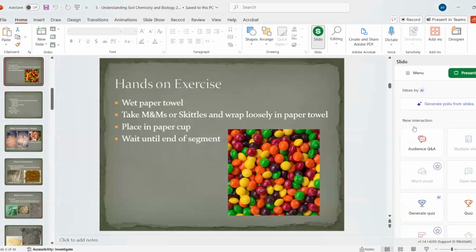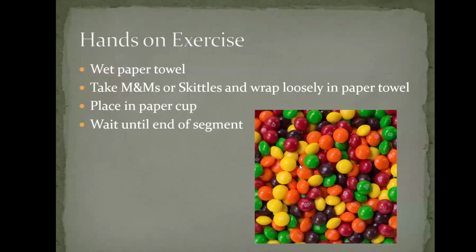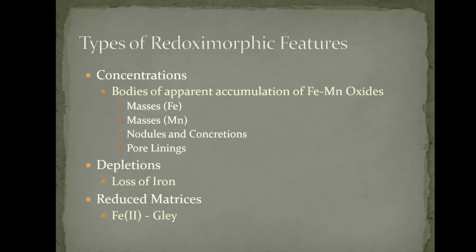But we're going to go back to this one. So again, you can use M&Ms or Skittles if you happen to have some at the house. Wet paper towel, put them in a cup, and then we'll wait till the end of the segment and come back and take a look at those. But think on your own what you think they might be doing or how they might react to that, and then we'll see if your thoughts come true later on, or if you're accurate in your assessment.